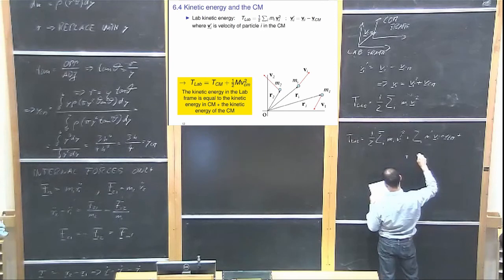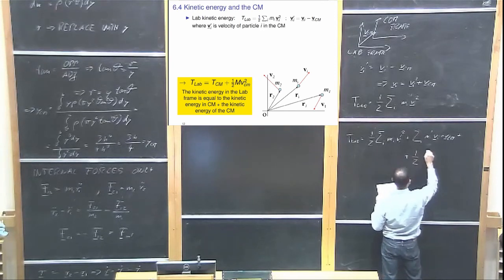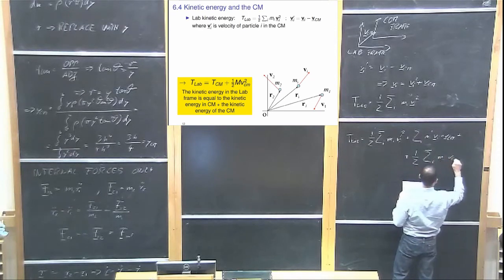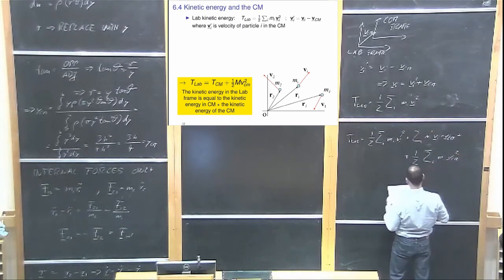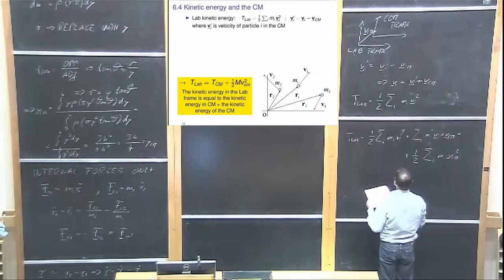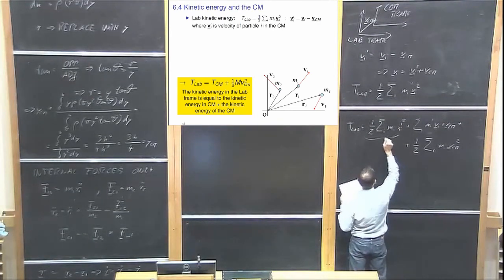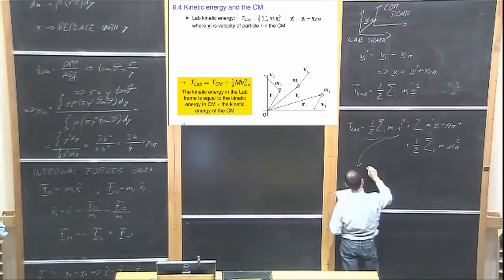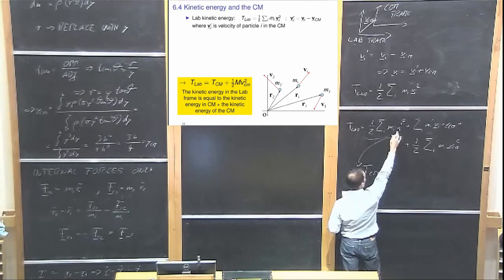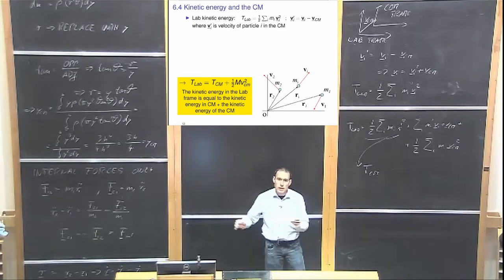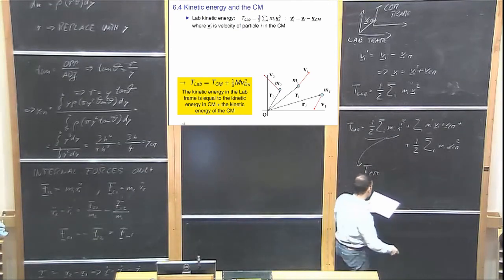1/2 sum over i of m_i V_cm squared. So this one is the kinetic energy in the center of mass frame. So this is the velocity of all individual particles in the center of mass frame. If we sum this up, we get the kinetic energy of the system if we look in the center of mass reference frame.